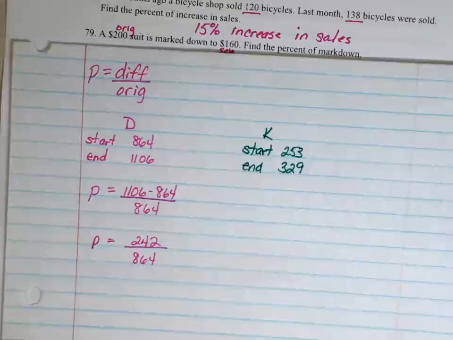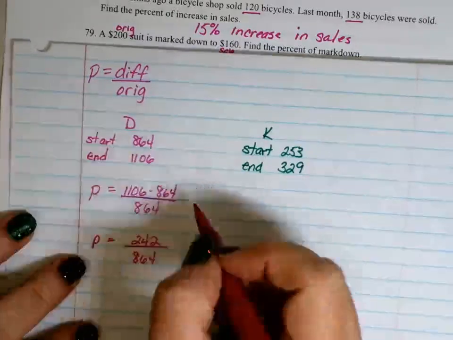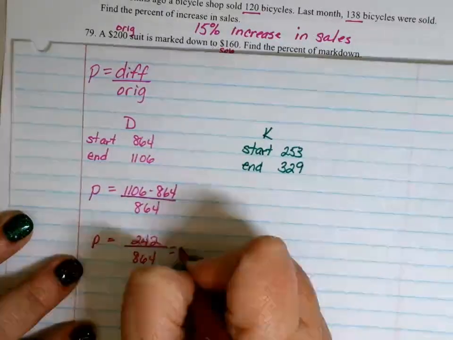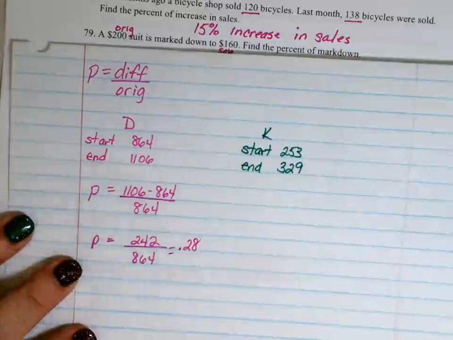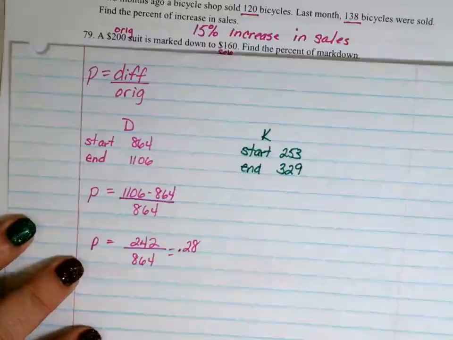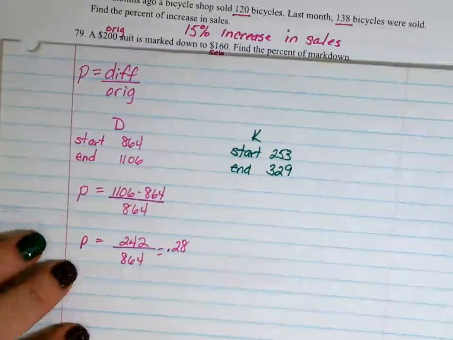Claudio, what is it? Since you're so busy showing other people your calculator, I'm assuming you have this done. So we're going to call it 0.28. Yeah. Okay?